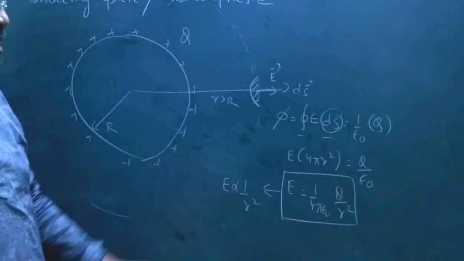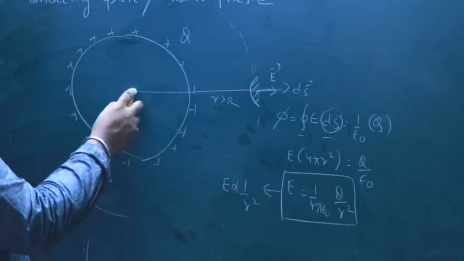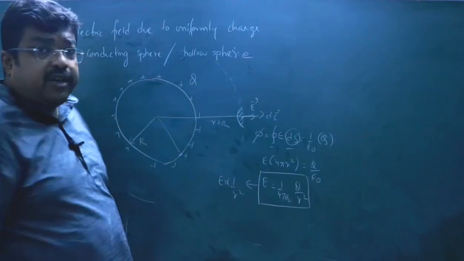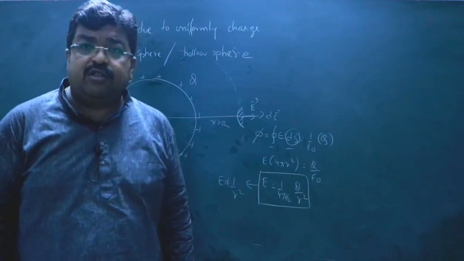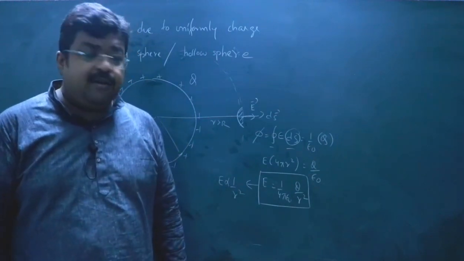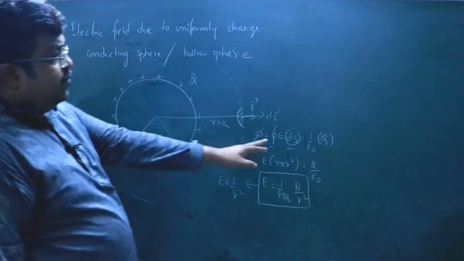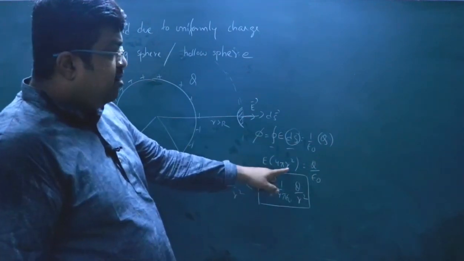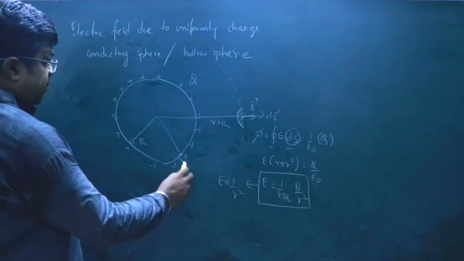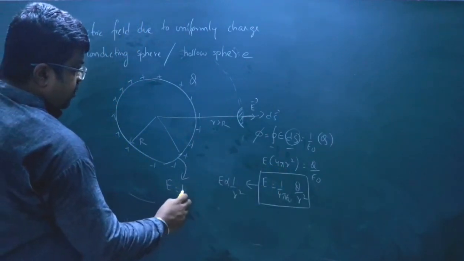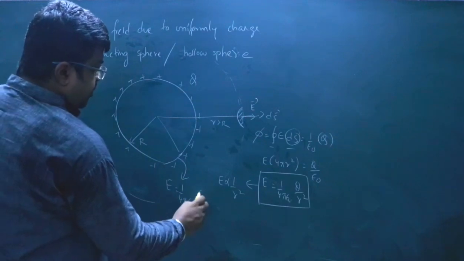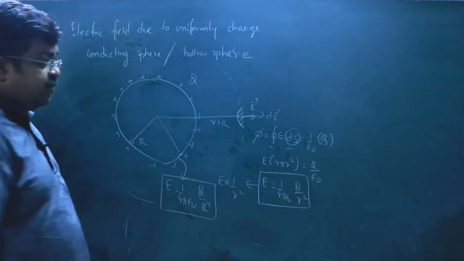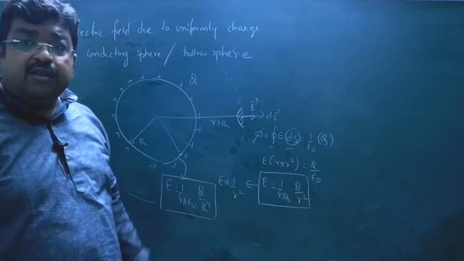Now similarly, if the point of observation is on the surface, you need not draw a Gaussian surface, because already you have a surface available. If you give the same treatment, instead of small r, you will get capital R. So on the surface, you will have E equal to 1 by 4 pi epsilon naught q by capital R square. This is the value of electric field intensity on the surface.